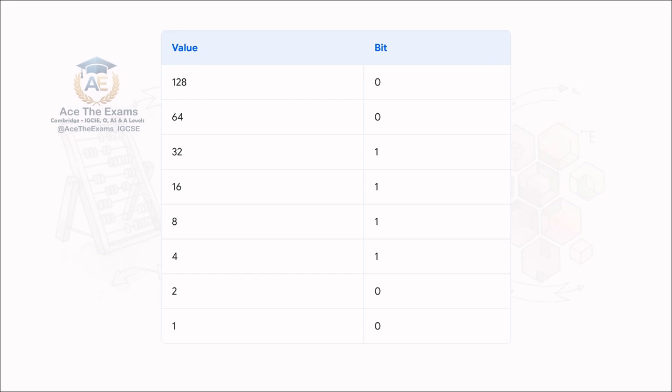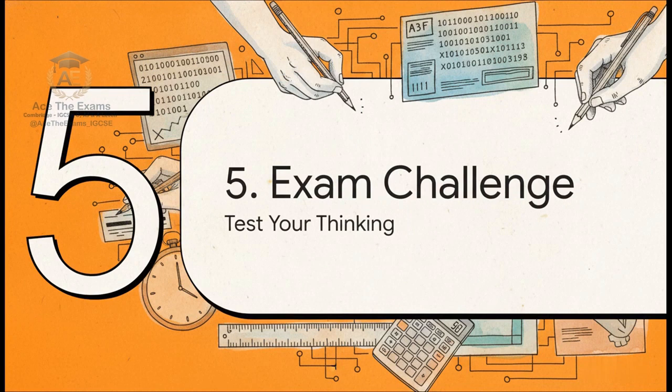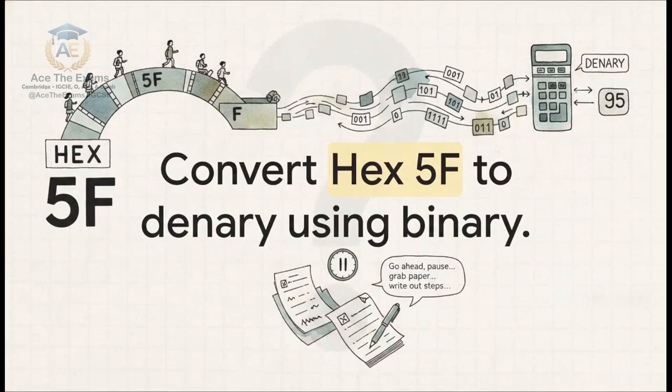By doing this, you are visually proving your math to the examiner. They love to see it. All right, on to Section 5, the IGCSE Exam Challenge. It's time to test your mark scheme thinking. Okay, here is your challenge. Convert the hexadecimal number 50F into denary, using binary to help you.